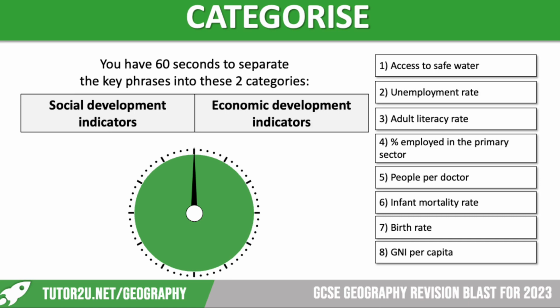Right, we're going to move on to a categorised activity. You have a number of development indicators down the side. They are either social or they are economic, and you have 60 seconds to categorise them into the right column. Off we go.